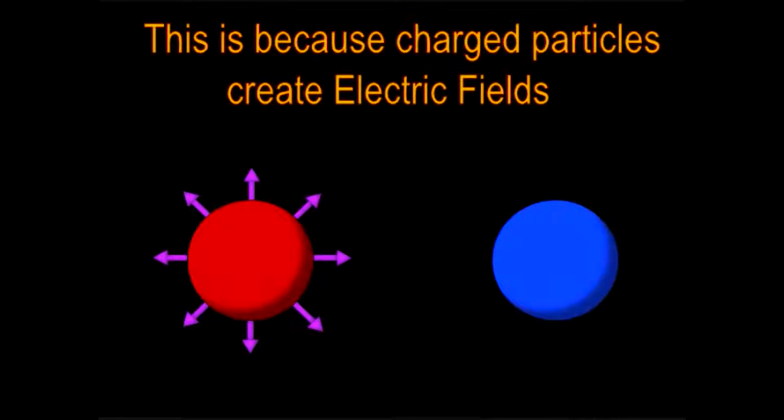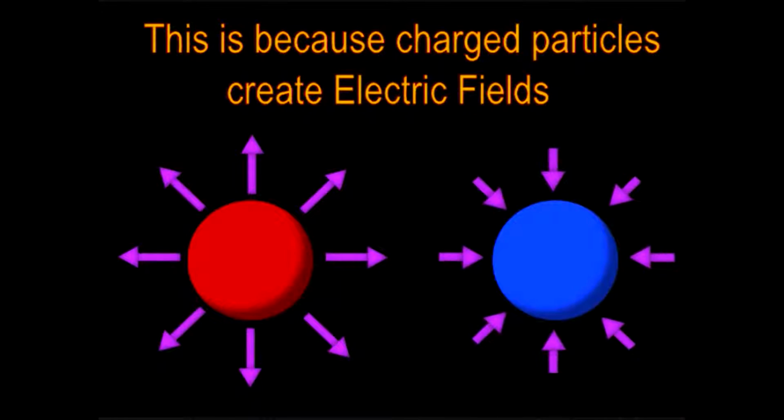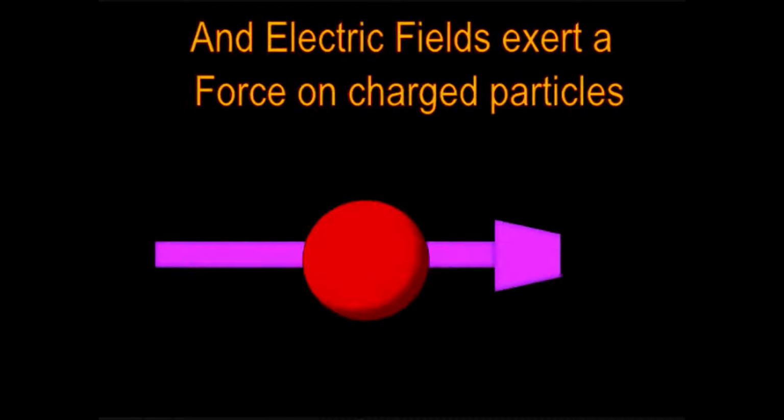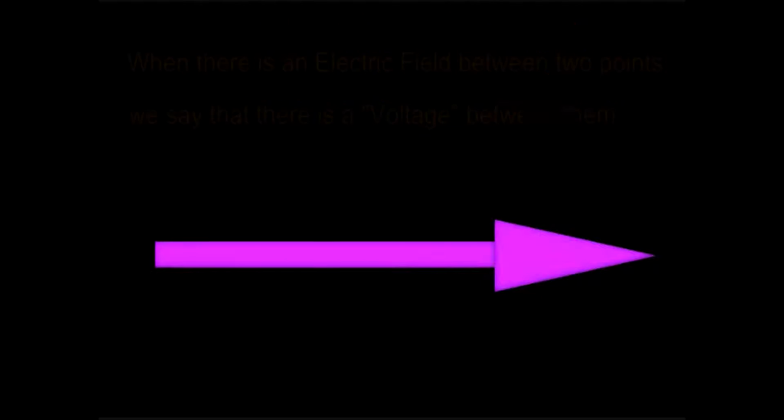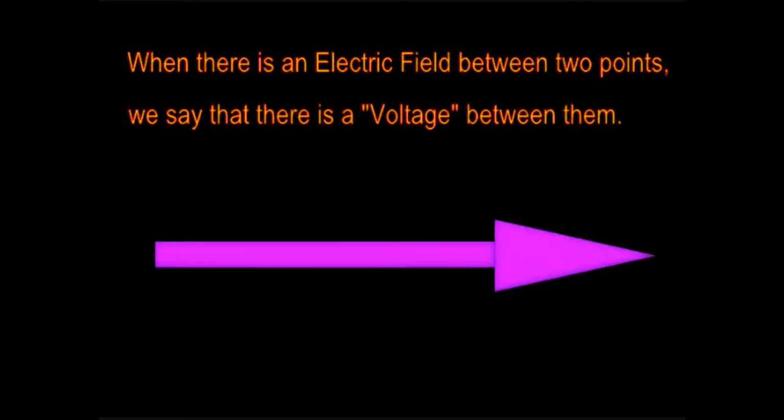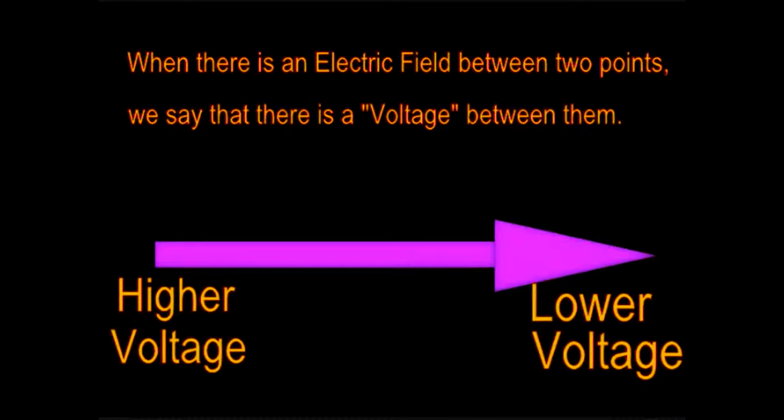This is because charged particles create electric fields, and electric fields exert a force on charged particles. When there is an electric field between 2 points, we say that there is a voltage between them.